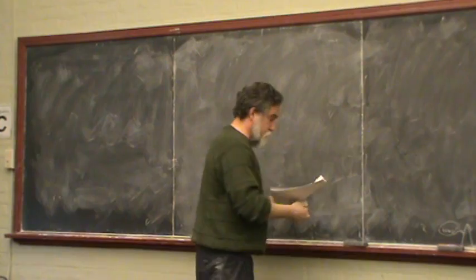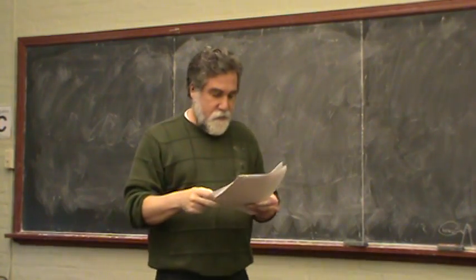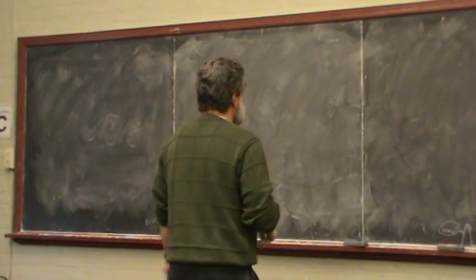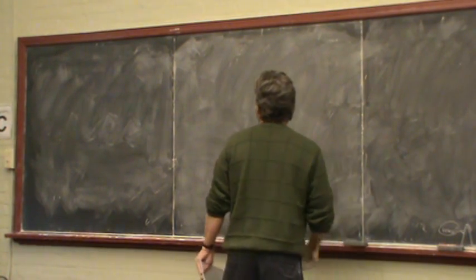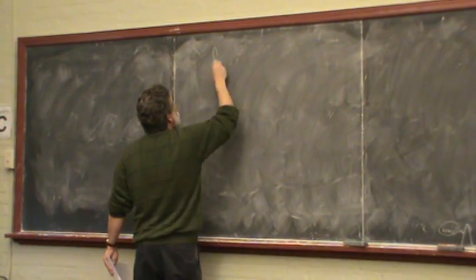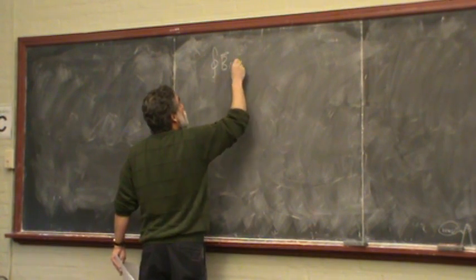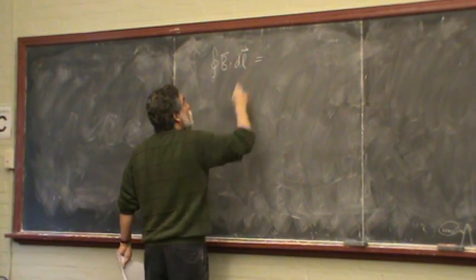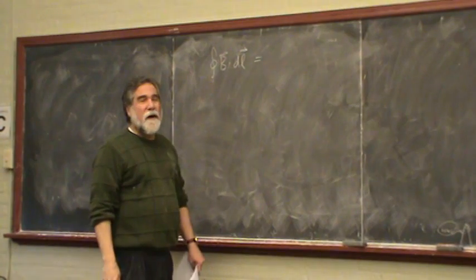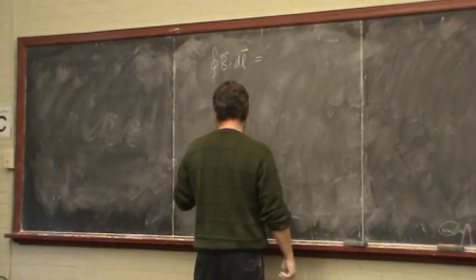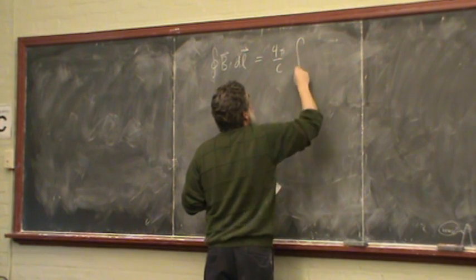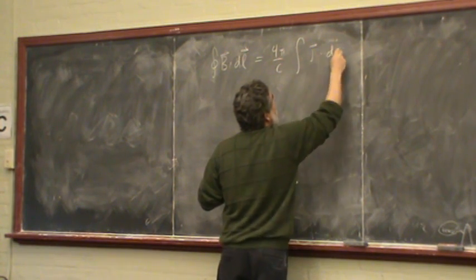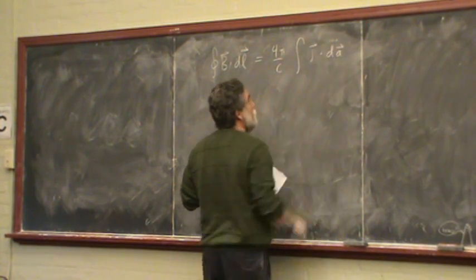So that's a long wire. How about, yeah, I like this one, a sheet of current. Oh, I should have erased Ampere's law. Equals, what were my units again? 4 pi over c, or? Yeah, 4 pi over c. Yeah, good. Integral B dot dl is 4 pi over c integral j dot dA through the surface, right?